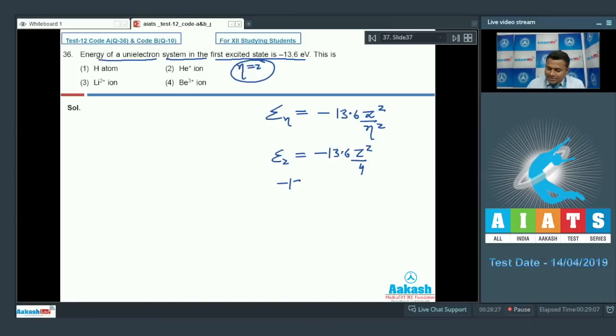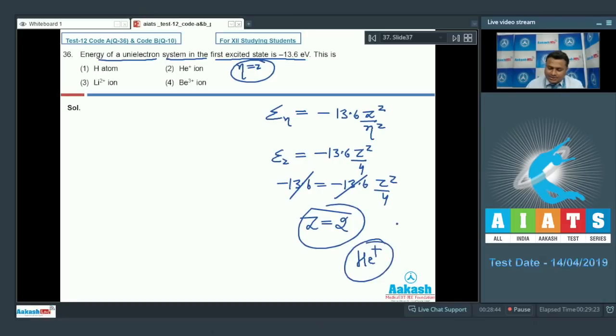E2 is given as minus 13.6, so minus 13.6 equals minus 13.6 Z square upon 4. Cancelling out, we get the value of Z as 2, which is helium, and since it is talking about a uni-electron system, it is helium plus. Option number 2 we have to go with. Move on to the next.